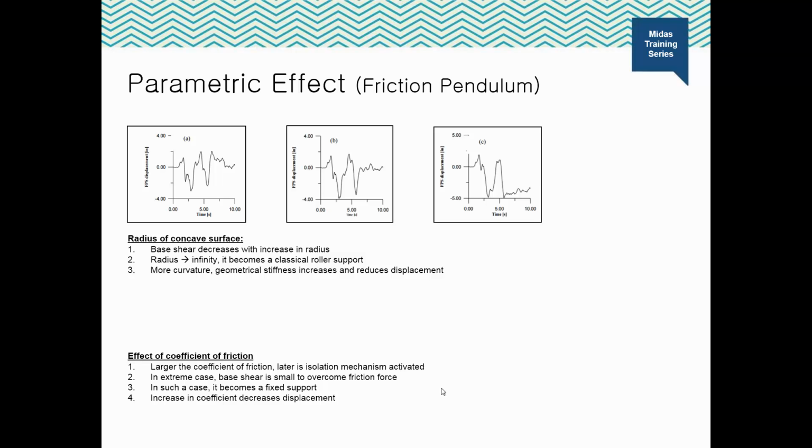The seismic force should be greater than the frictional resistance in order to generate any kind of displacement in the pendulum. If the seismic force cannot overcome the threshold friction, then it will become a fixed support. Along with that, an increase in the friction coefficient will lead to a decrease in the displacement.